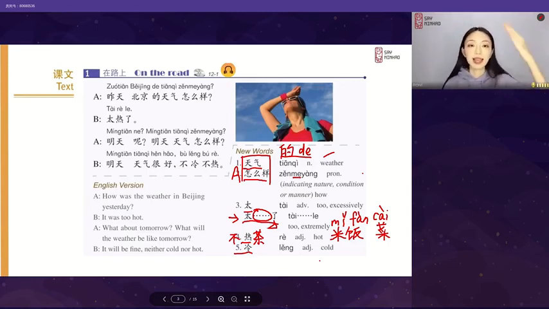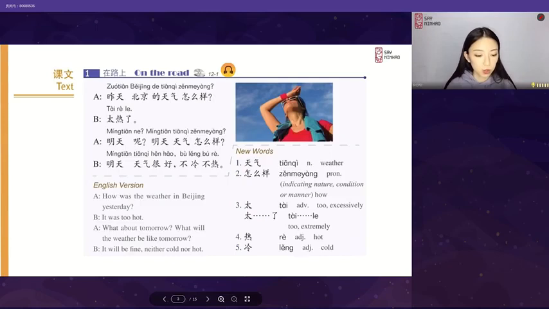Okay, now last word for text one is 冷, 冷, 冷. Read after me, please. 冷, 冷, it means cold. So the weather is too cold. 太冷了, right? 天气太冷了. The weather is very cold. It is 天气很冷, right? And if the weather is not cold, 天气不冷, 天气不冷. The same structure as 热. Okay, 天气, 不冷.